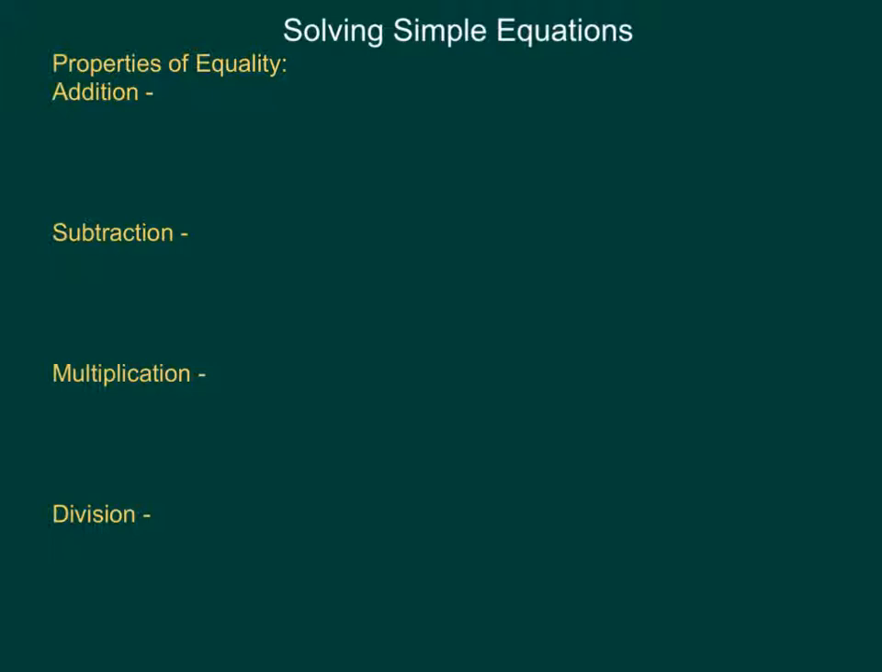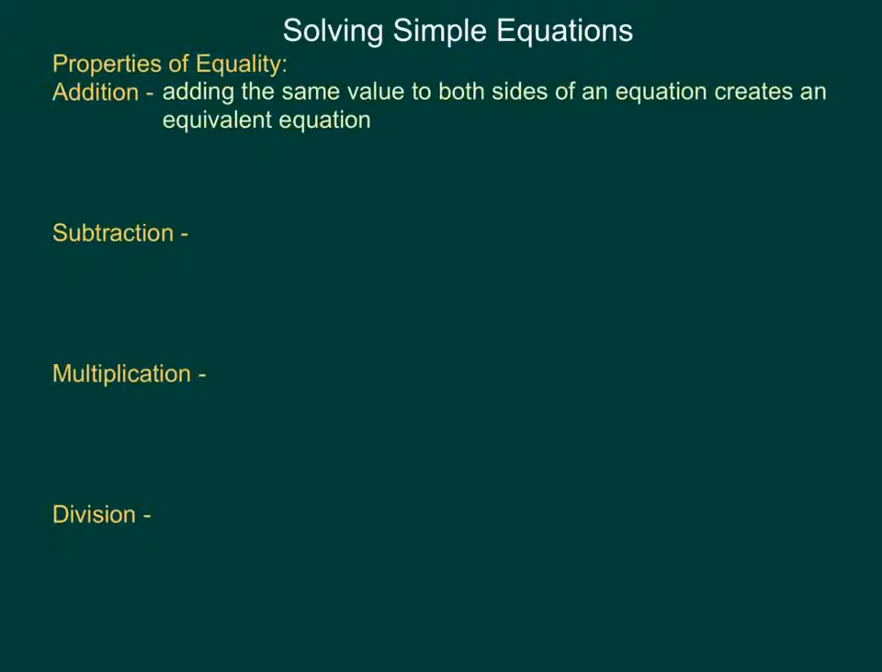The addition property of equality tells us that adding the same value to both sides of an equation creates an equivalent equation. Now, algebraically what this means is that if I have A equal to B, then I can add the same thing, so A plus C equals B plus C. Since I added the same item, it maintains that equivalency.